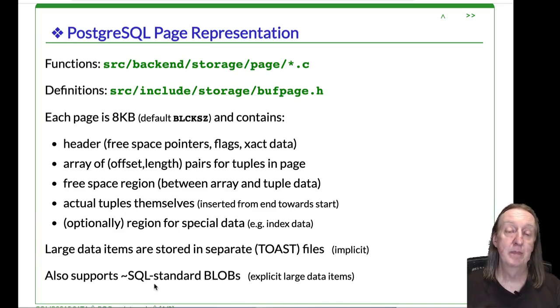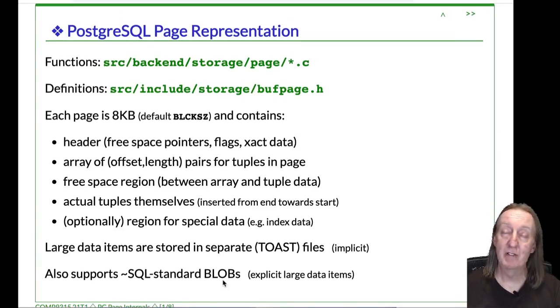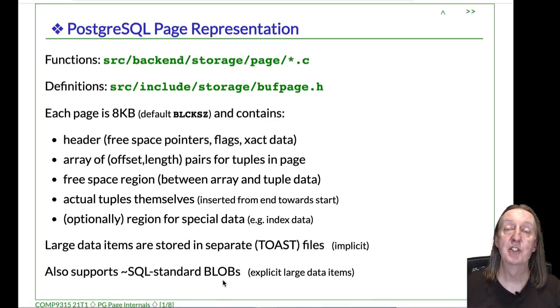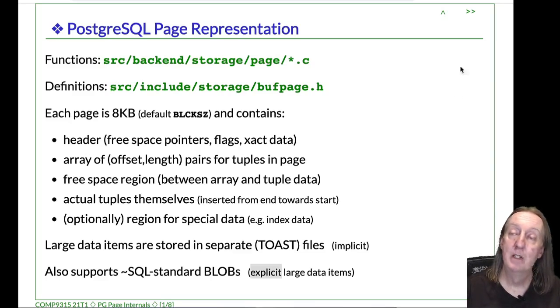Alright, Postgres also supports blobs, binary large objects, which are an SQL standard thing for dealing with very large data items. And here they look different to the data items that you see. So they're a little bit more explicit than toasted stuff, which happens in the background, if you like.